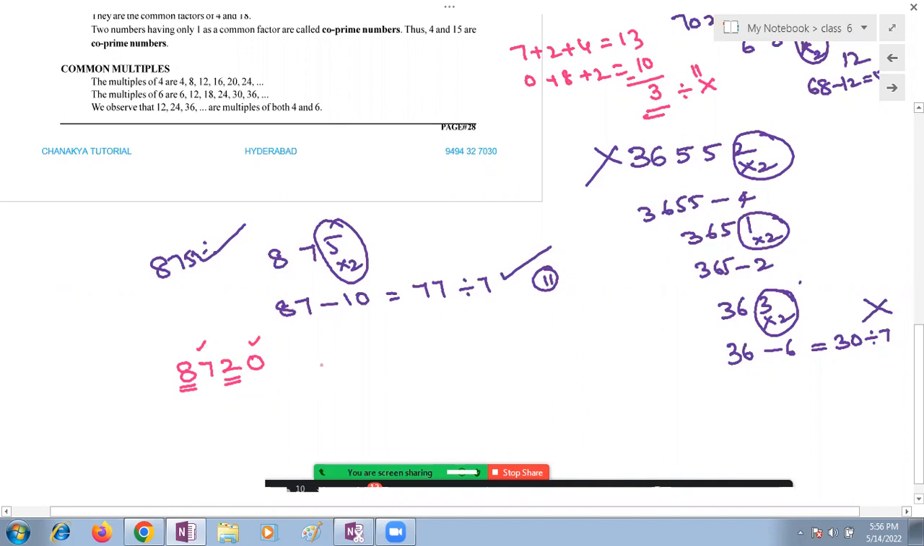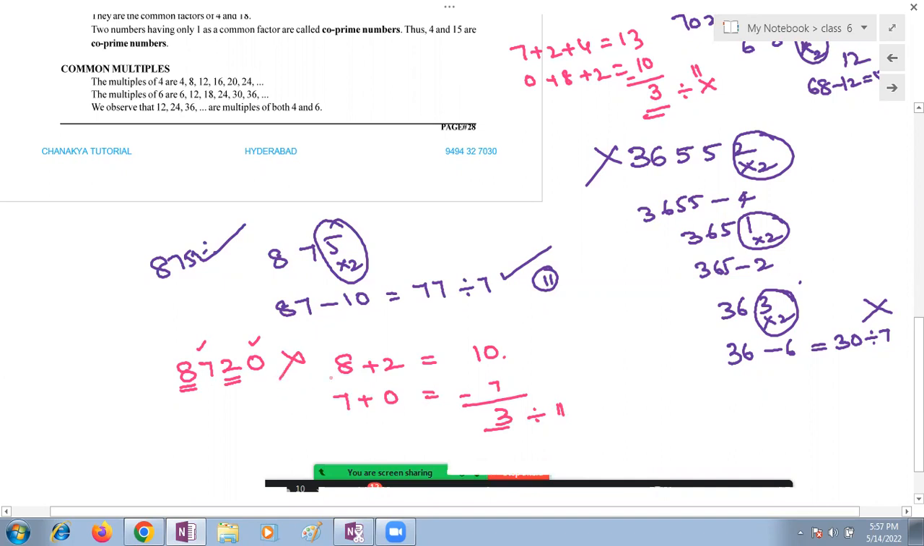Ma'am, even numbers. What are those numbers? Not only even numbers. Alternative numbers means, ma'am, there are numbers also. Even 8 plus 2 is one pair of alternative numbers, and 7 plus 0 is another pair of alternative numbers. This sum should be 10, this sum should be 7. If I subtract these, what is the result? 3. 3 is not divisible by 11. So this is not divisible by 11.